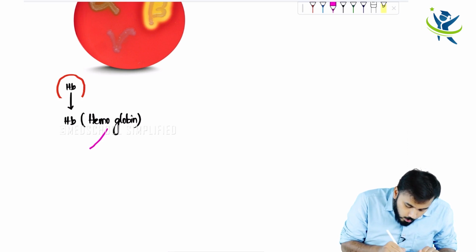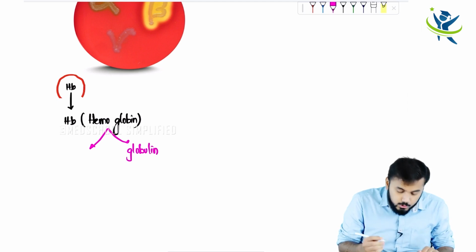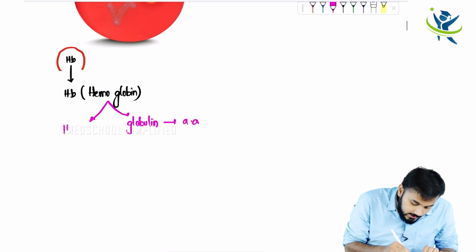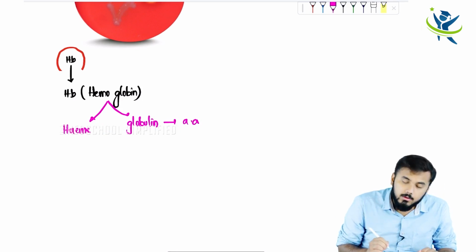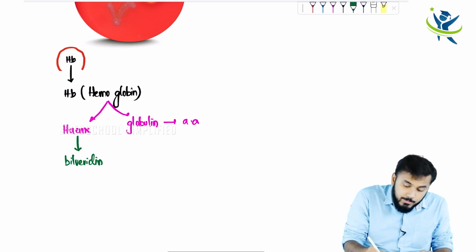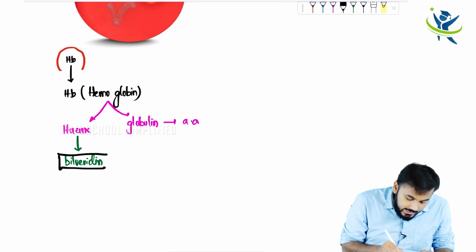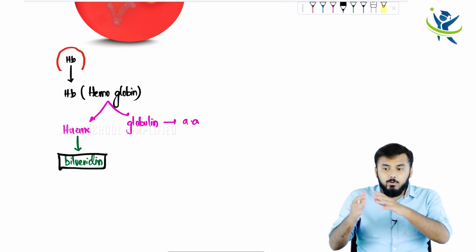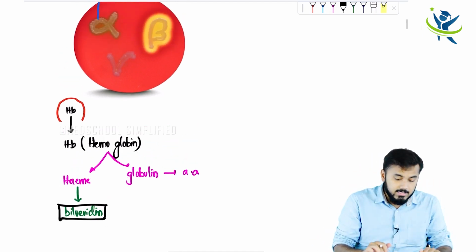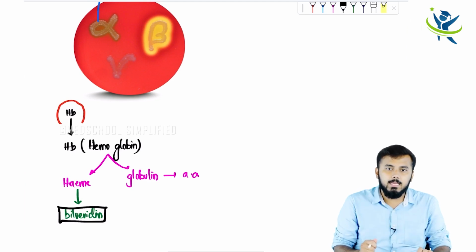Hemoglobin is further broken down into two compounds. One is called globulin. Globulin is a protein, so the protein will be broken down to what? Amino acids. And the other one is heme, right? Now this heme will further be converted into biliverdin, and biliverdin will be converted to bilirubin. This biliverdin is green in color. So if it is breaking down 50 RBCs, 50 biliverdin molecules are produced, and that is what makes this alpha hemolytic bacteria look green in color.